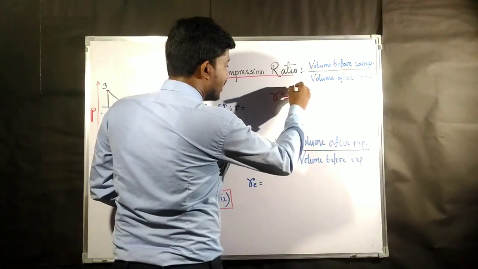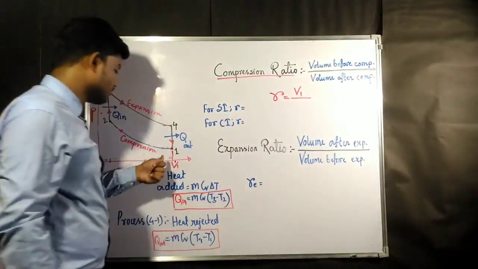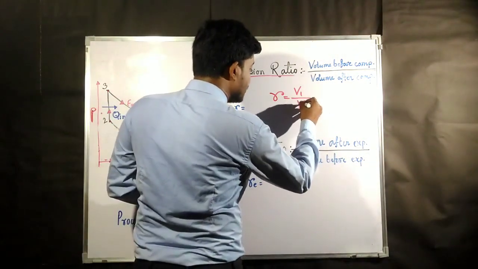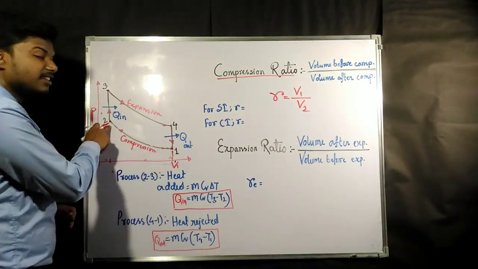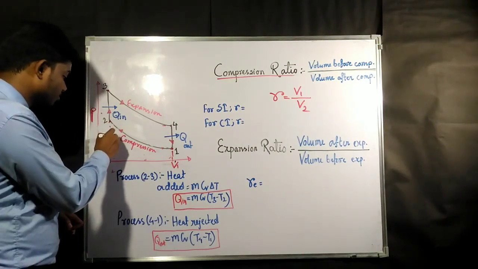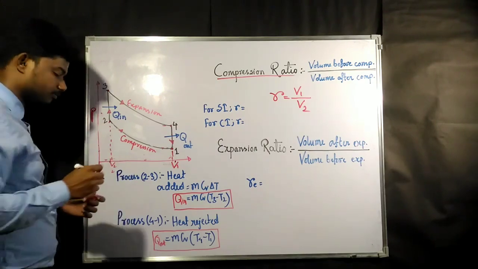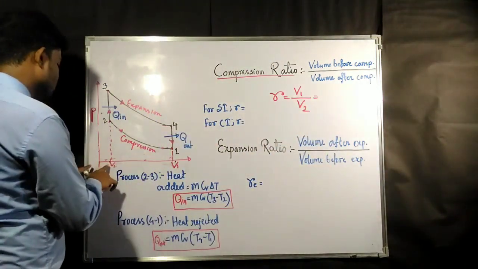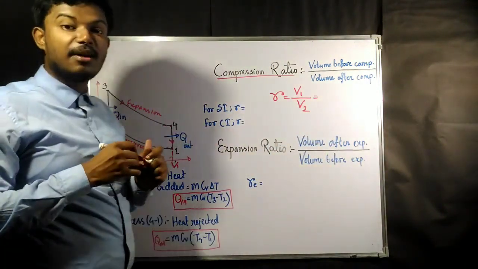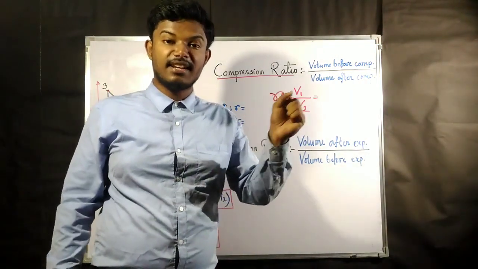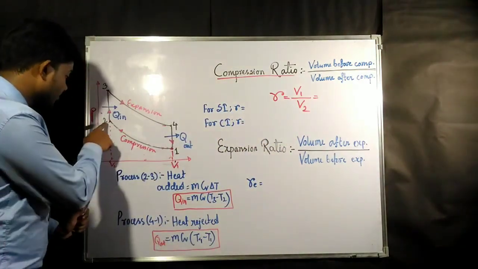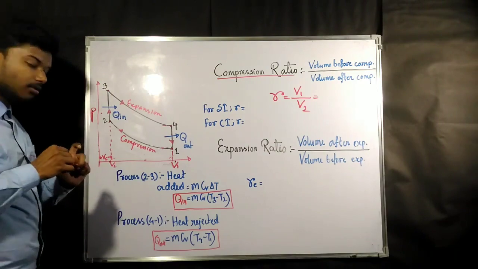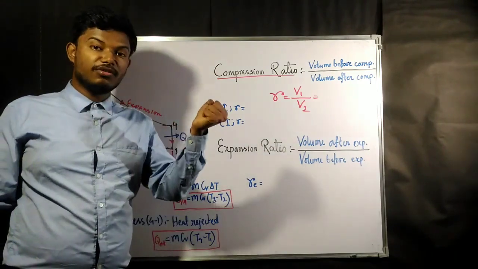Compression ratio is represented by r, so the volume before compression is V1, the volume at point 1, and the volume after compression is V2. That means after the compression it reaches point 2, and whatever the volume is there is our V2. If you remember, V2 is the volume of the air inside the cylinder after compression. In the diagrams we have seen that the total volume has been compressed to the clearance volume only.